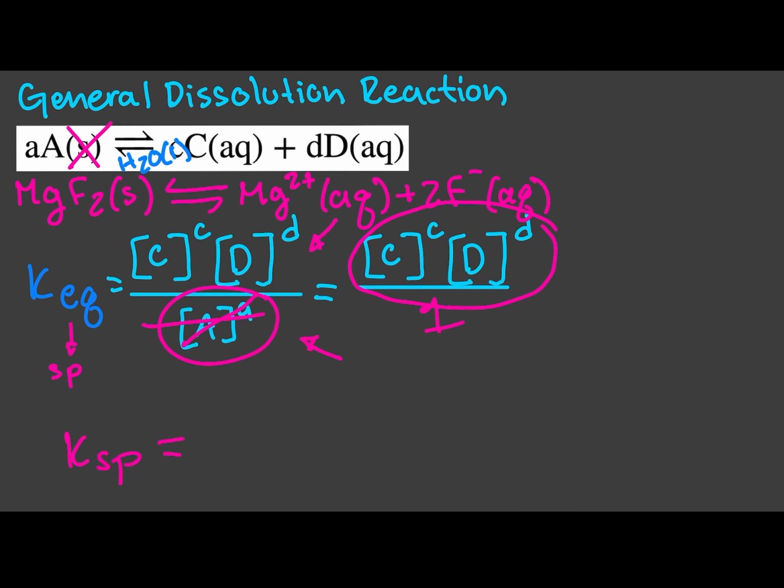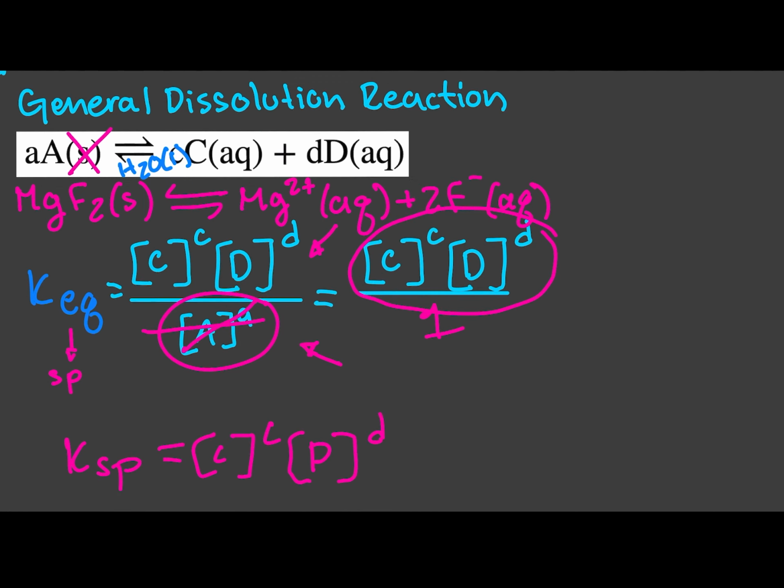So Ksp equals big C to the power of little c, times big D to the power of little d, where big C represents the molar concentration and little c represents the coefficient before the compound. So in this case, little d would be 2.